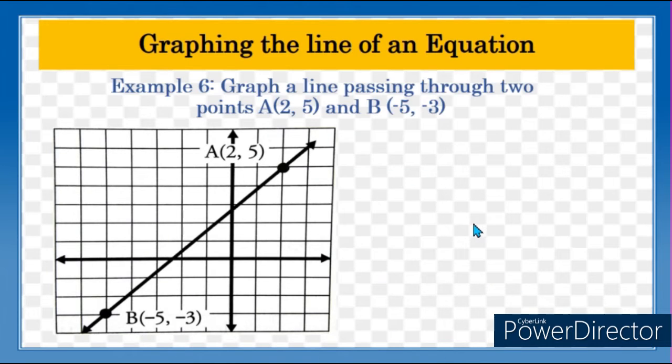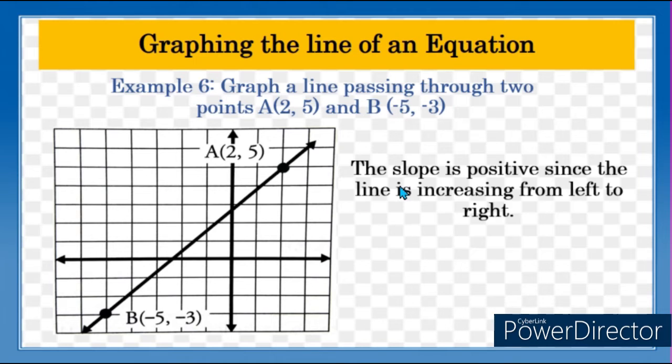So we have here graph a line passing through points. Letter A is 2 and 5. And letter B here, the point is negative 5 and negative 3. So ipa-plot lang po natin. Ang magiging itsura ngayon ng graph natin dito ay ganito.